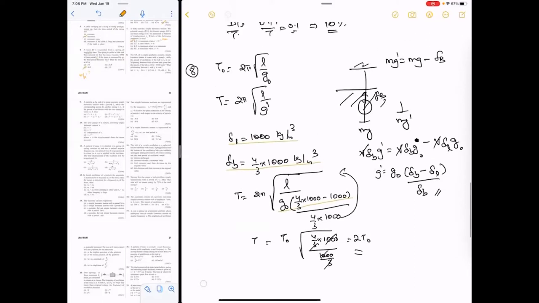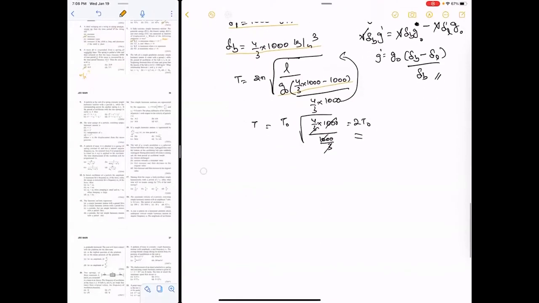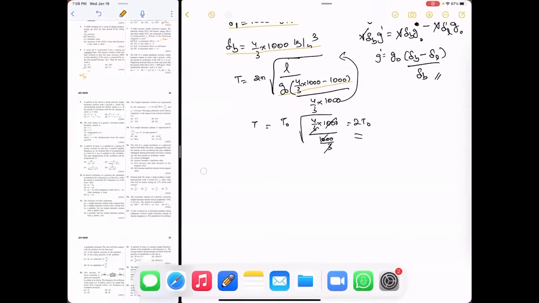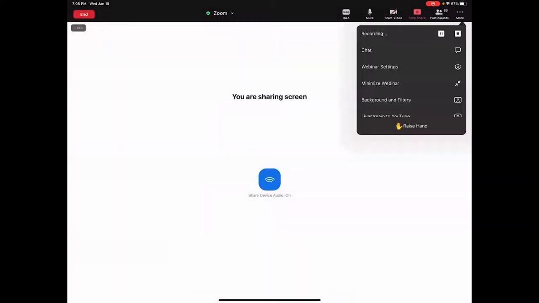Good question, guys. We are using buoyancy force, fluid statics in SHM, simple harmonic motion. Please don't underline whatever is there. Can you undo that? Whoever has written that. So any questions? So the answer is C, 2 T naught. Any questions from anyone, guys?